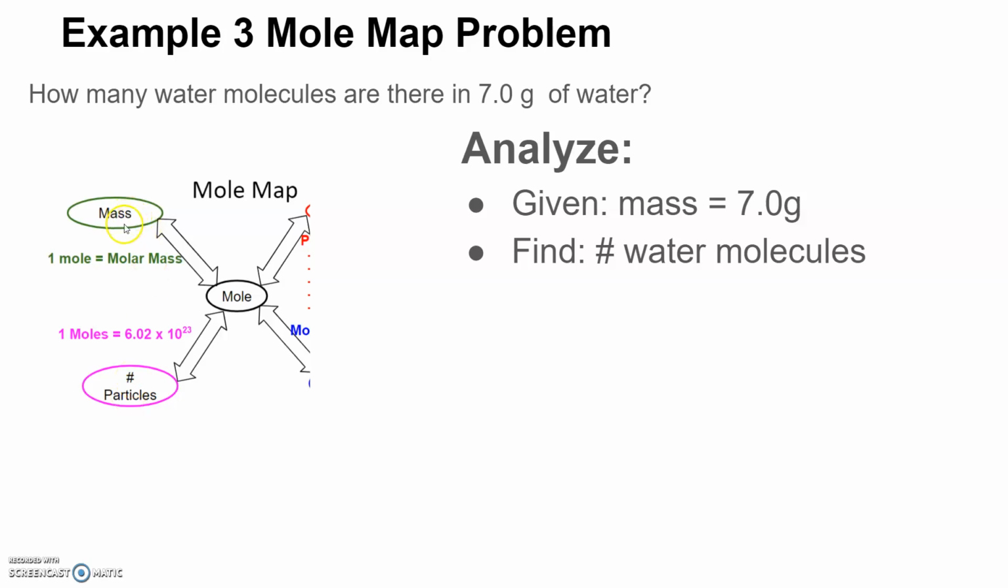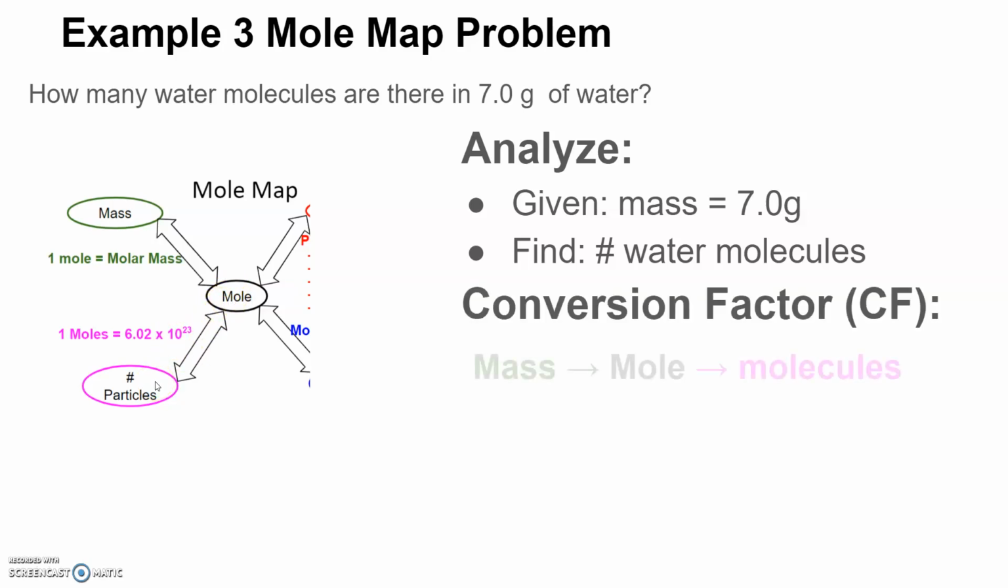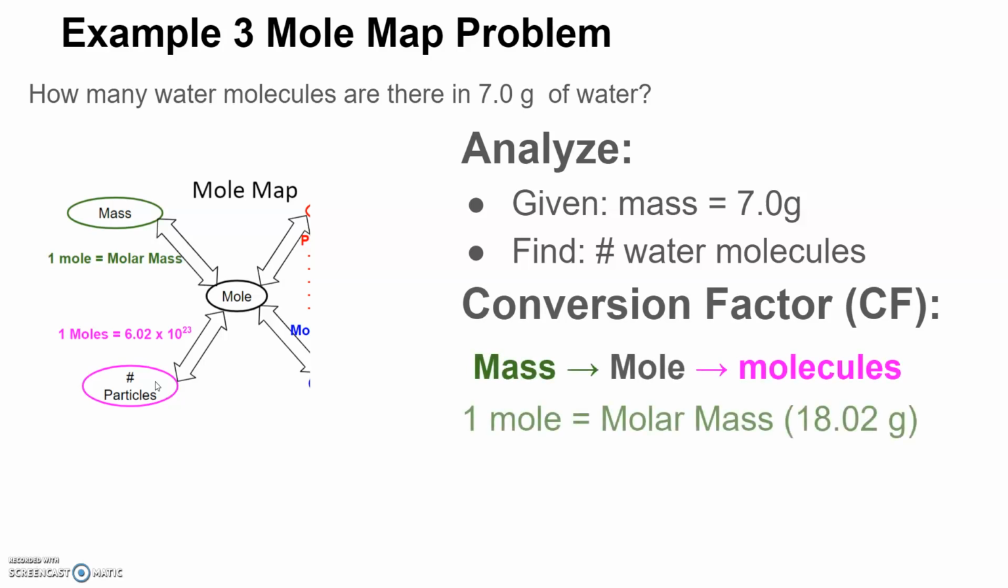In order to do that, notice that there's no direct path to go from mass to number of particles. I have to go through moles. And this is one of the reasons why the mole map is helpful, because I know that if I want to go from mass to number of particles, first thing I need to do is convert my mass into moles. And I use my molar mass to do that. Then once I have my moles, I can use Avogadro's number to go from moles to number of particles. And so I actually use two conversion factors in this case, molar mass and Avogadro's number.